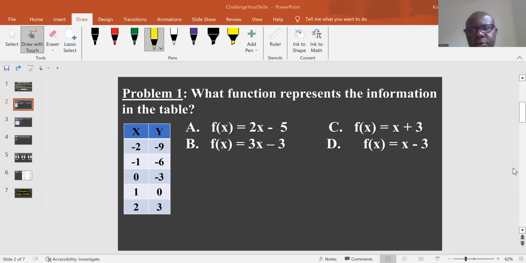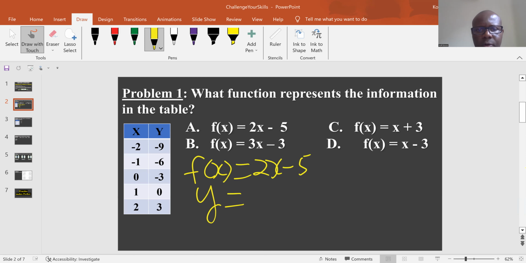What function represents the information in the table? Welcome to another video where we'll try to work on functions problems. But first of all, let's understand the notation when they say f of x is equal to 2x minus 5. Understand that this is the same as y is equal to 2x minus 5.